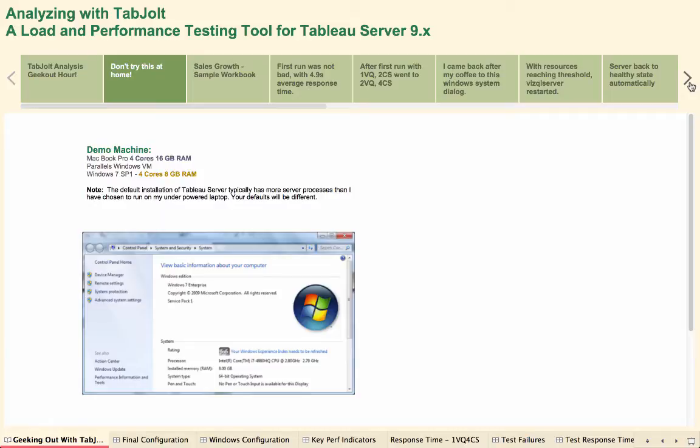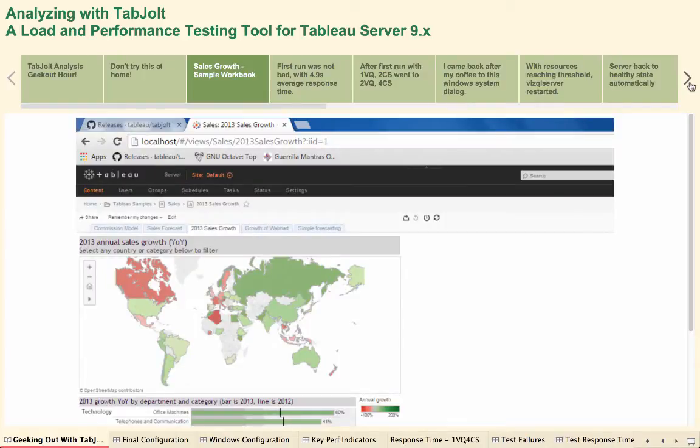Your Tableau server deployment out of the box installs a specific number of server processes, which may or may not work for you depending on your workload, your environment, your hardware, etc. For the purposes of this demo, I used the 2013 annual sales growth sample workbook as my workload. When you use TabJolt, you can use your own workbooks, but I highly recommend that you consider optimizing your workbook. Make sure you run a single user load on your workbook and see how that performs.